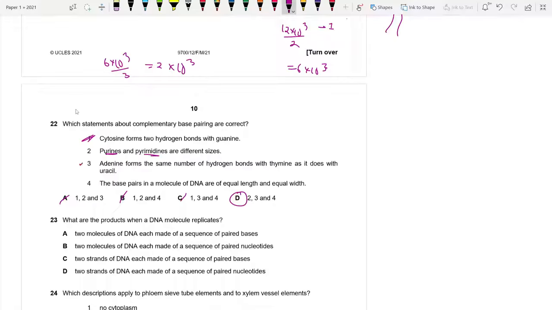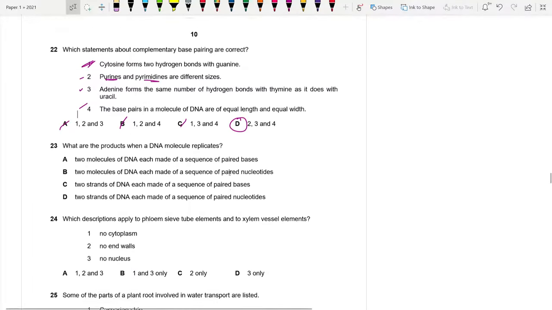True. 2 hydrogen bonds. The base pairs in a molecule of DNA are of equal length and equal width. That's true. Purines to pyrimidines. That's true. So 2, 3, and 4 are correct. So 22 is D.